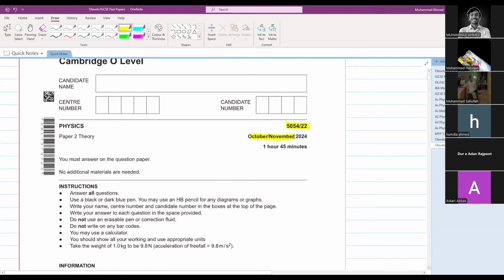Paper 2, variant 2, October, November 2024. You guys can download this. You guys can take this paper out. This is the most recent paper.